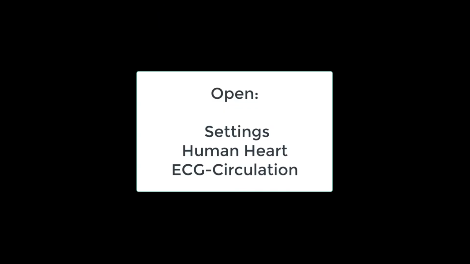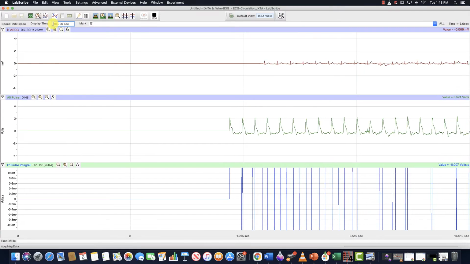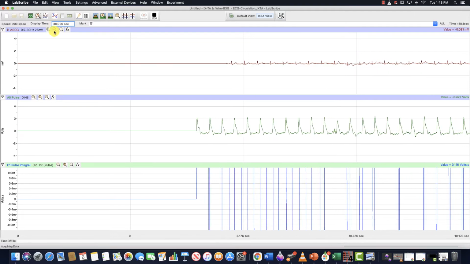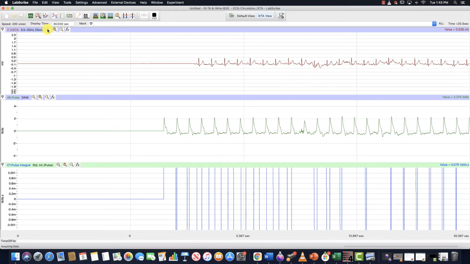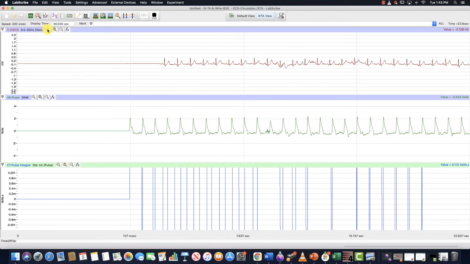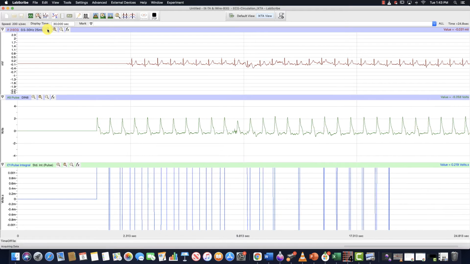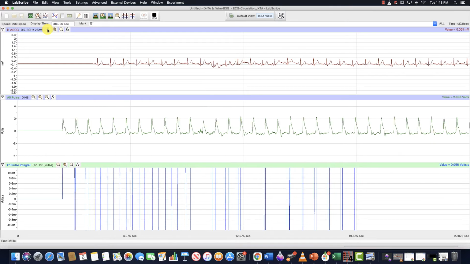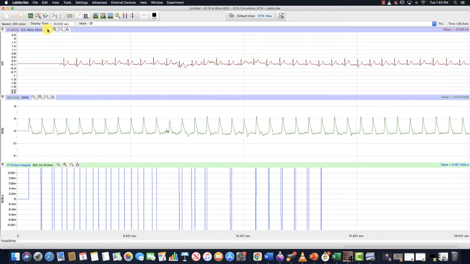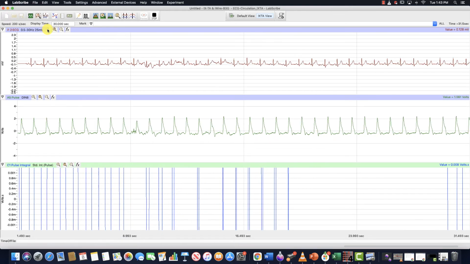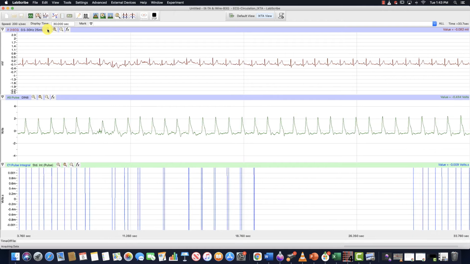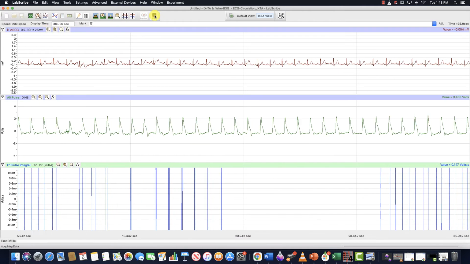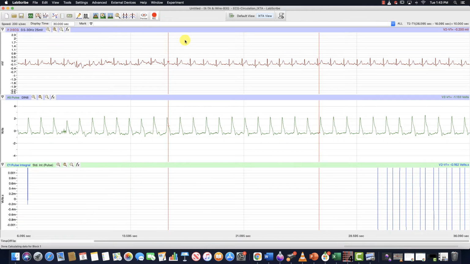In LabScribe, you're going to open Settings, choose Human Heart and ECG Circulation. And when you're all hooked up, you can start running your tracing. This is what it looks like. Your top channel is your ECG. The middle channel is your pulse wave. And the bottom channel is a pulse integral. We're not going to be using that for this particular lab. Run it till you get a clean tracing, and then you can stop it so you can take some measurements.